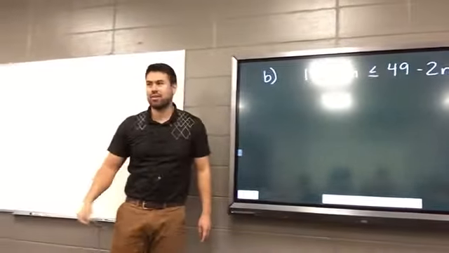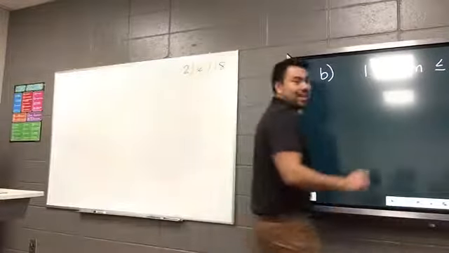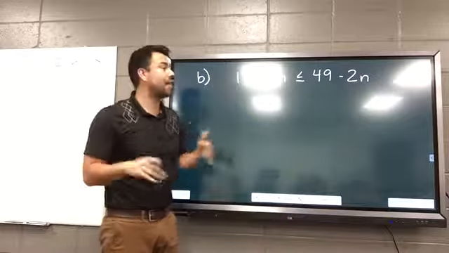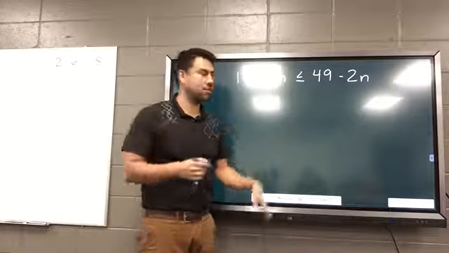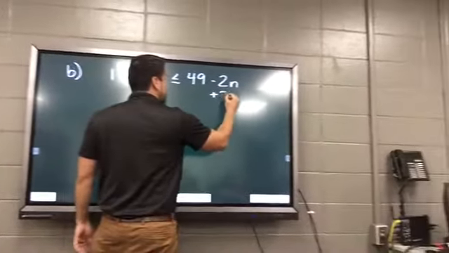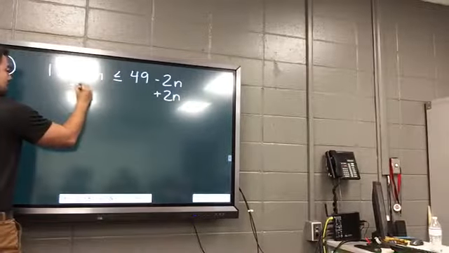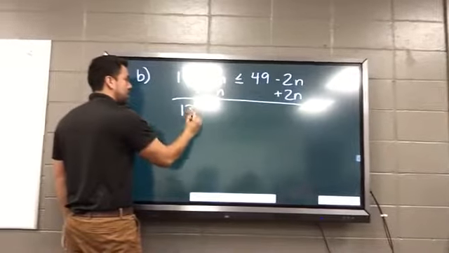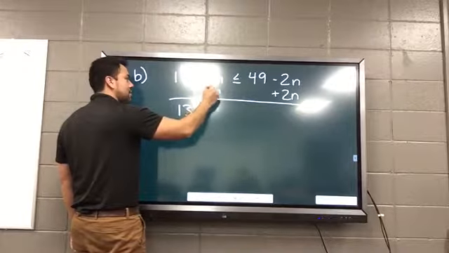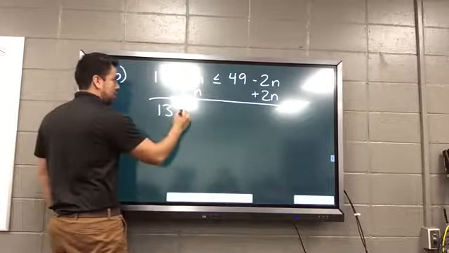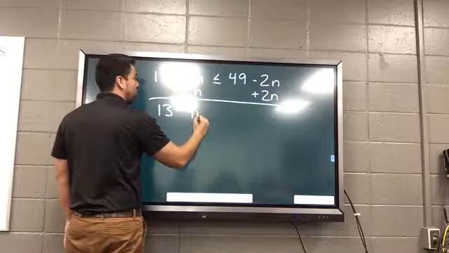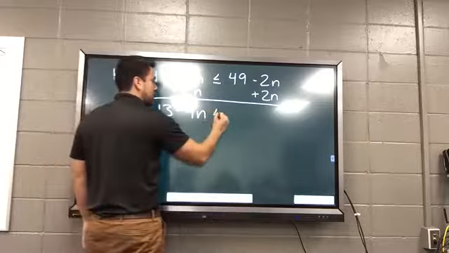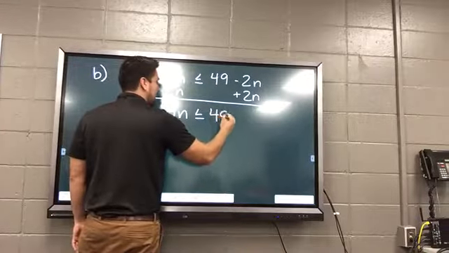What do you want? 2n. Okay. And is it because you really like the n on the left? Yes. Okay, that's fine. I really like n to be positive, but it's your choice. So if you add 2n to both sides, you're going to get 13. What's negative 6n plus 2n? I think I heard negative 4n, right? Negative 6n plus 2n is negative 4n, less than or equal to 49.